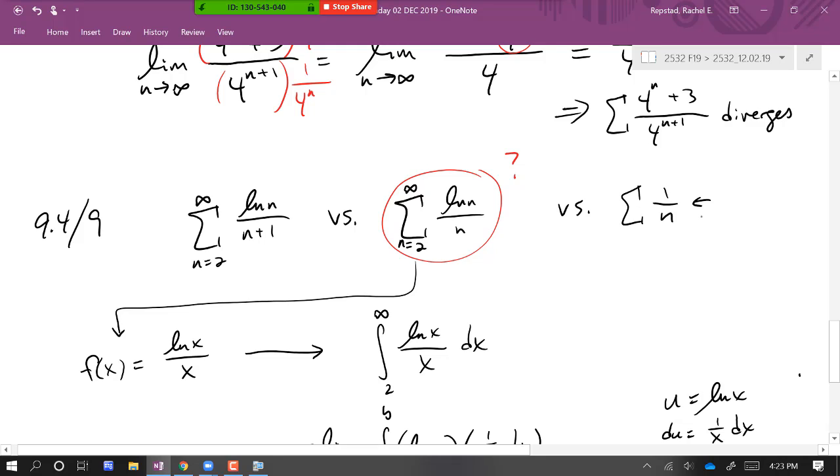We know that we don't need to do a separate test there. We know that's a divergent P-series. So is ln n over n plus 1 greater than 1 over n? And how would we know?